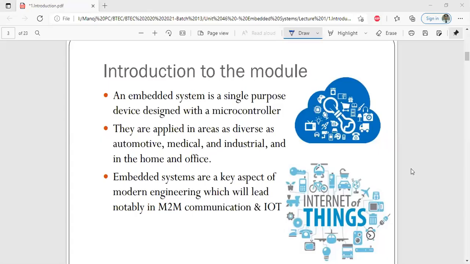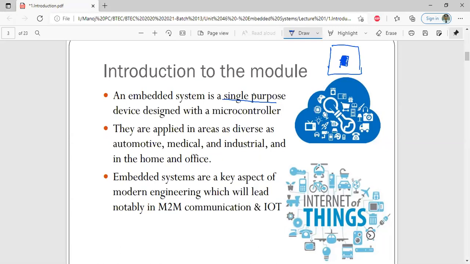So let's take a look at what this module is about, right? So what is meant by an embedded system? An embedded system means it is a device. It is not a multi-purpose device. It is actually a single purpose device, and inside this there is a microcontroller. So with that we will understand what an embedded system is.